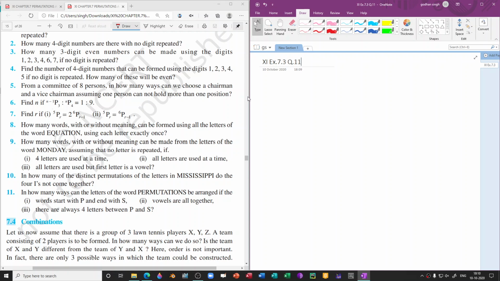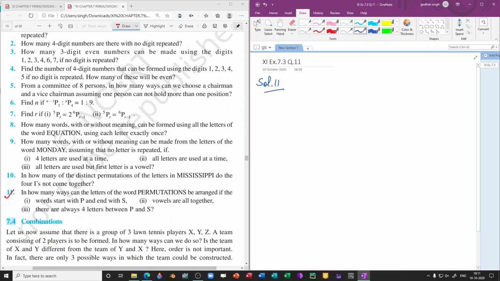Exercise 7.3, question number 11. In how many ways can the letters of the word PERMUTATIONS be arranged if, first, words start with P and end with S; second, vowels are all together; third, there are always 4 letters between P and S. So let's start question number 11.